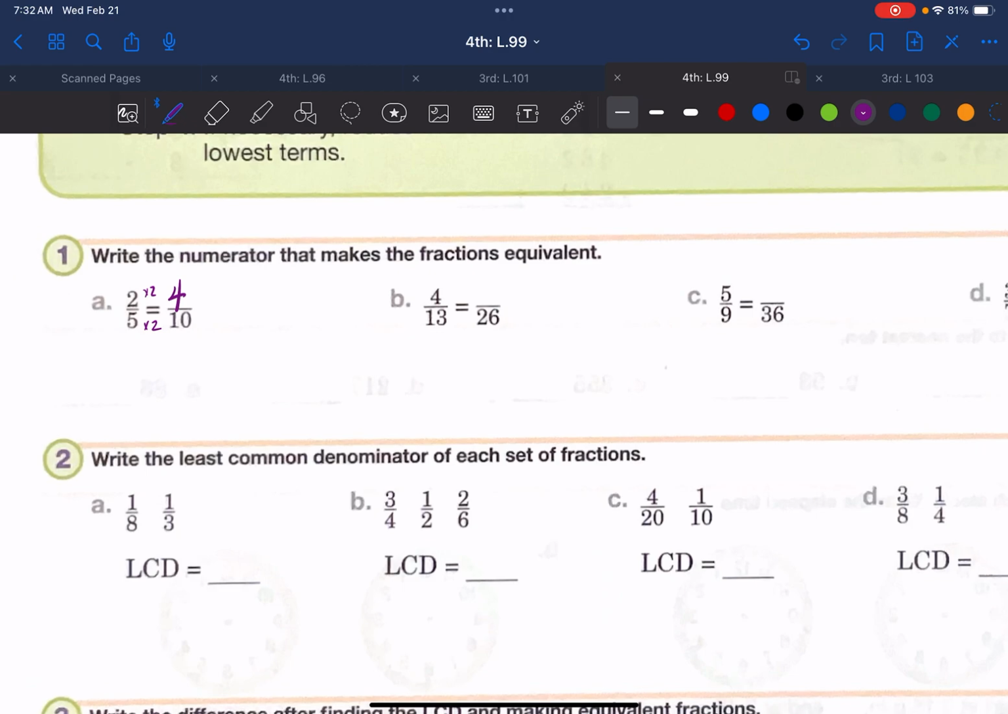2/5 is the same as 4/10. Okay, how do I get from 13 to 26? That's a really unusual one. It's not a fast fact.